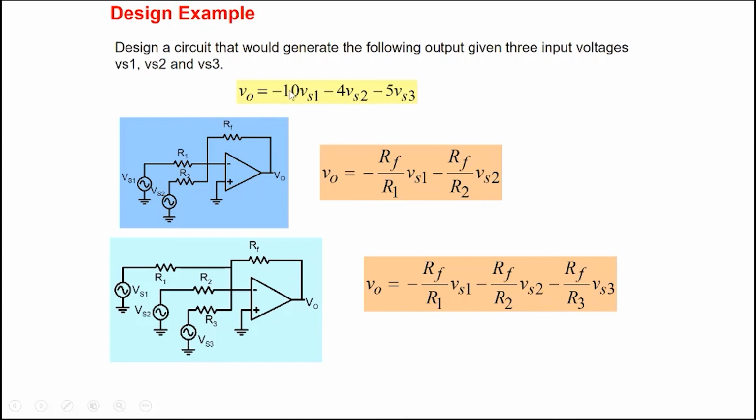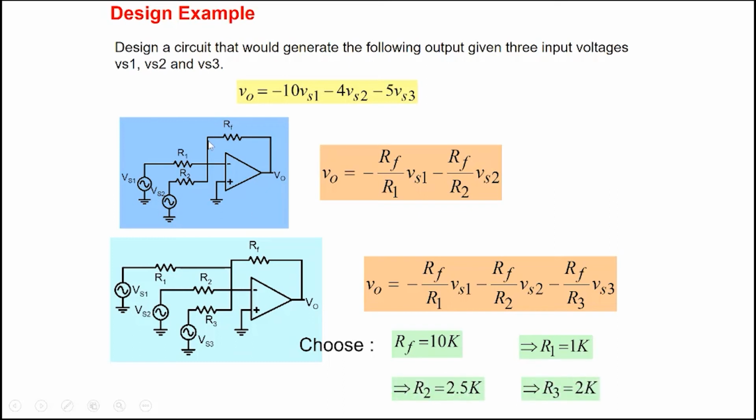So now whatever value you want, 10, 4, 5, you can get by arranging the values here. So choose a feedback resistor of a convenient value, let's say 10K. Then R1 is 1K, R2 is 2.5K, and R3 is 2K, and our design is complete.